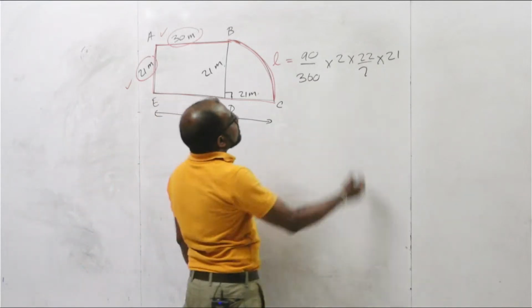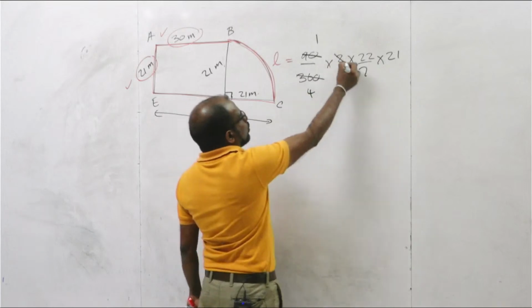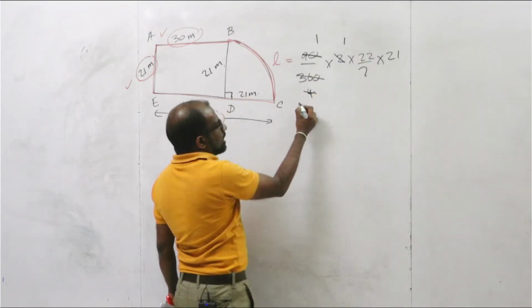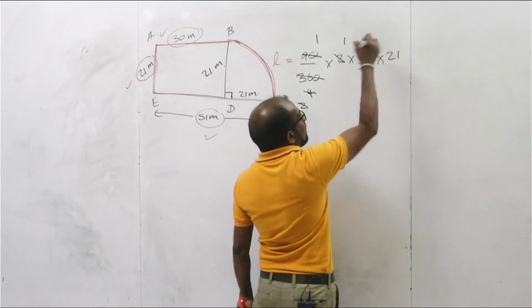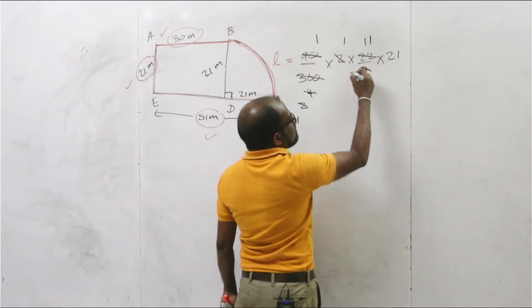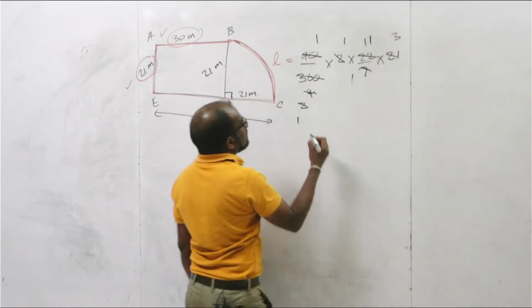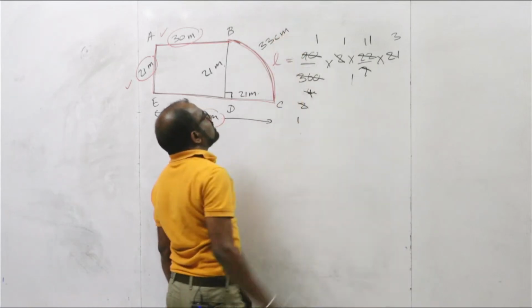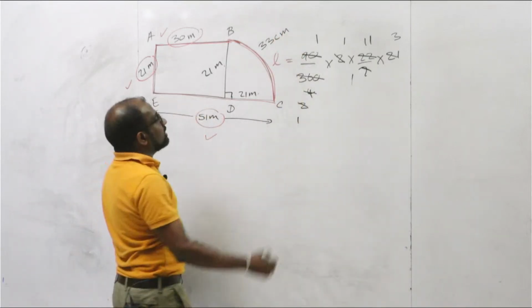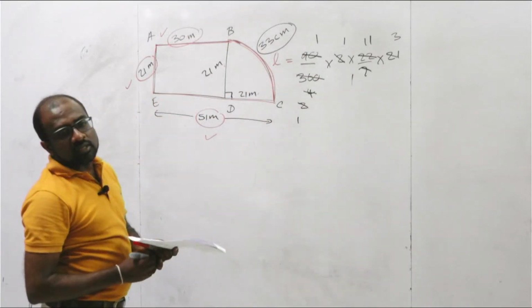Simplify this one. 90 times 1, 90 times 4, 2 times 1, 2 times 2, 2 times 11, 7 times 1, 7 times 3, 3 times 11. The arc length of this circular sector is 33 centimeters. Now we can find the perimeter.